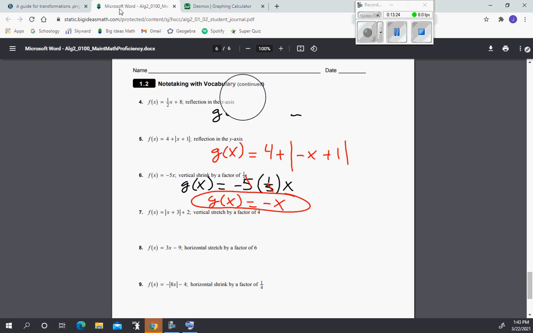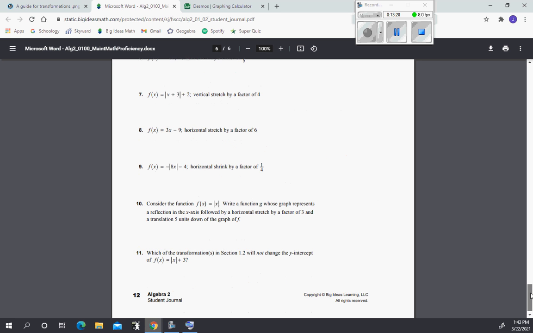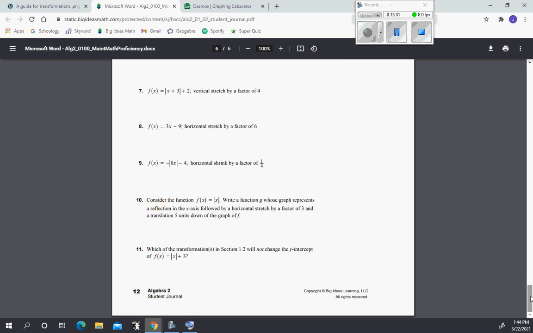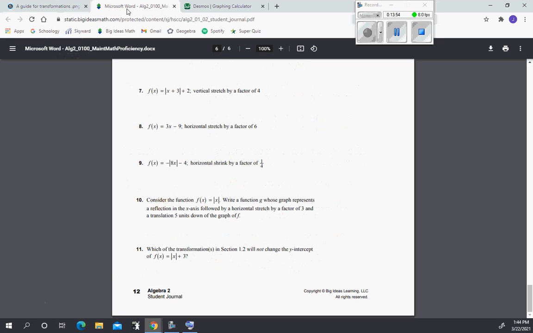I'm going to erase these answers for more room. We're on number 7. We have the function f of x equals absolute value of x plus 3 plus 2. Now, we want a vertical stretch by a factor of 4. So vertical stretch right here, and our number goes out in front of the function. And so we have our function, we have to write a 4 out for that.